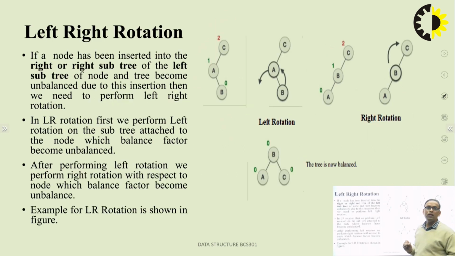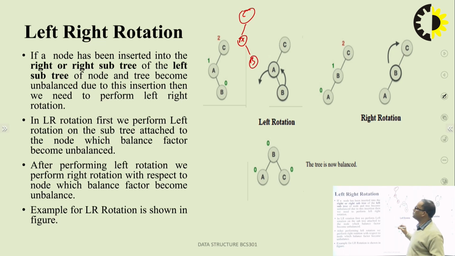Next, third is the left right rotation. Whenever we need to perform the left right rotation, consider this situation. Here a node is C, and we insert A, then B. Since A is less than C, it will be inserted in the left. Now we are going to insert B. B is less than C, so it will be inserted into the left subtree of C. Again, since B is greater than A, B will be inserted in the right subtree of node A. So B will be inserted here.